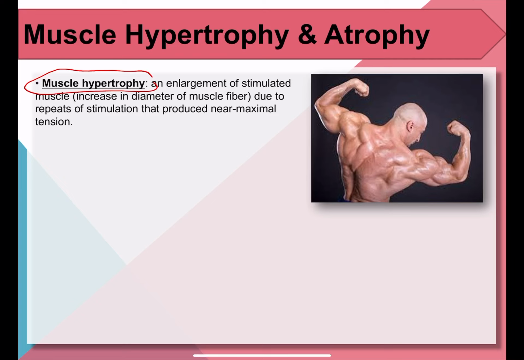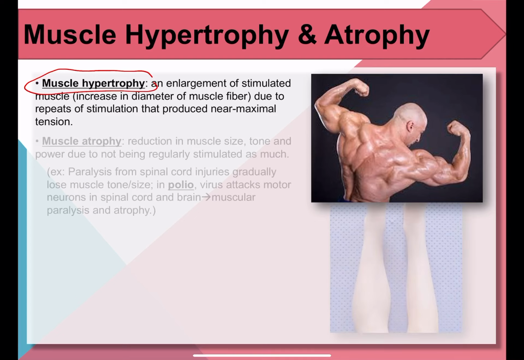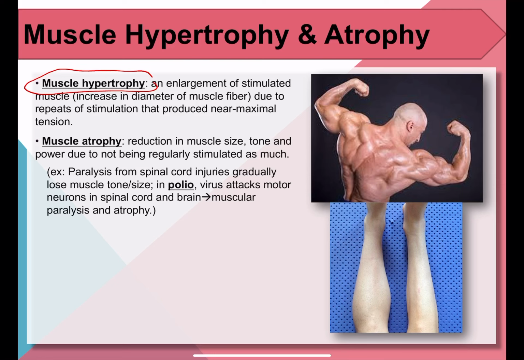So that's why those bodybuilders get heavier and heavier in those weightlifting sessions, because that's what builds muscles. Now, on the other hand, if we don't use our muscles, muscle fibers can decrease in diameter, muscle tone, and even muscle power. And we call this condition muscle atrophy.